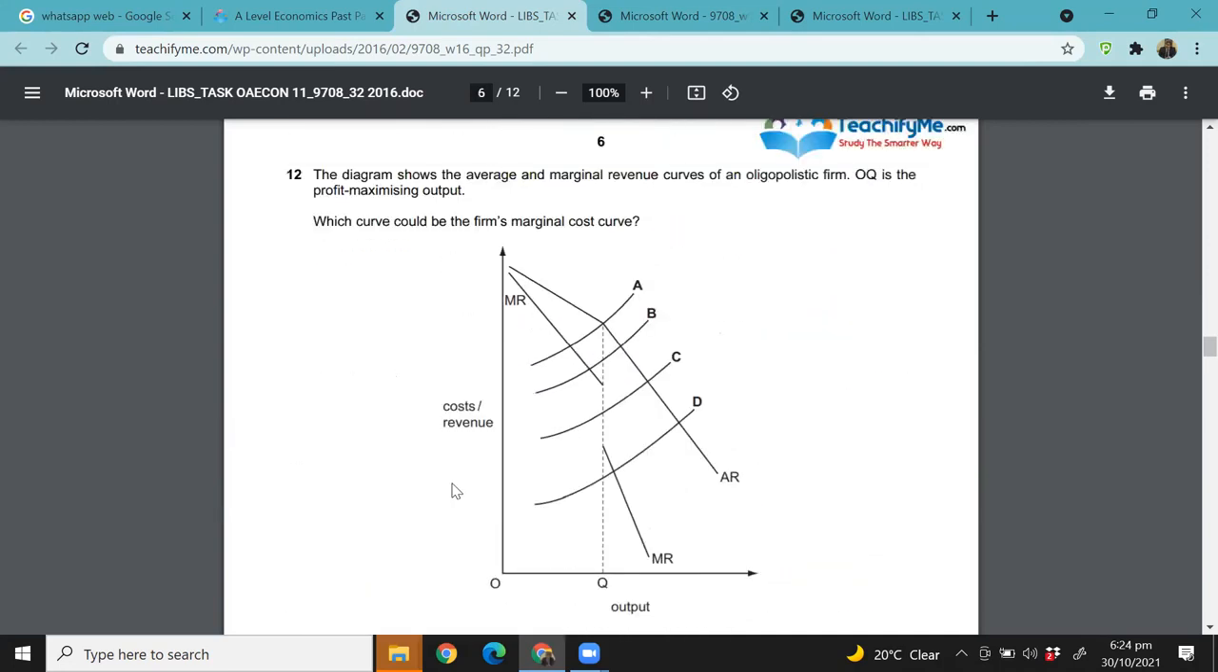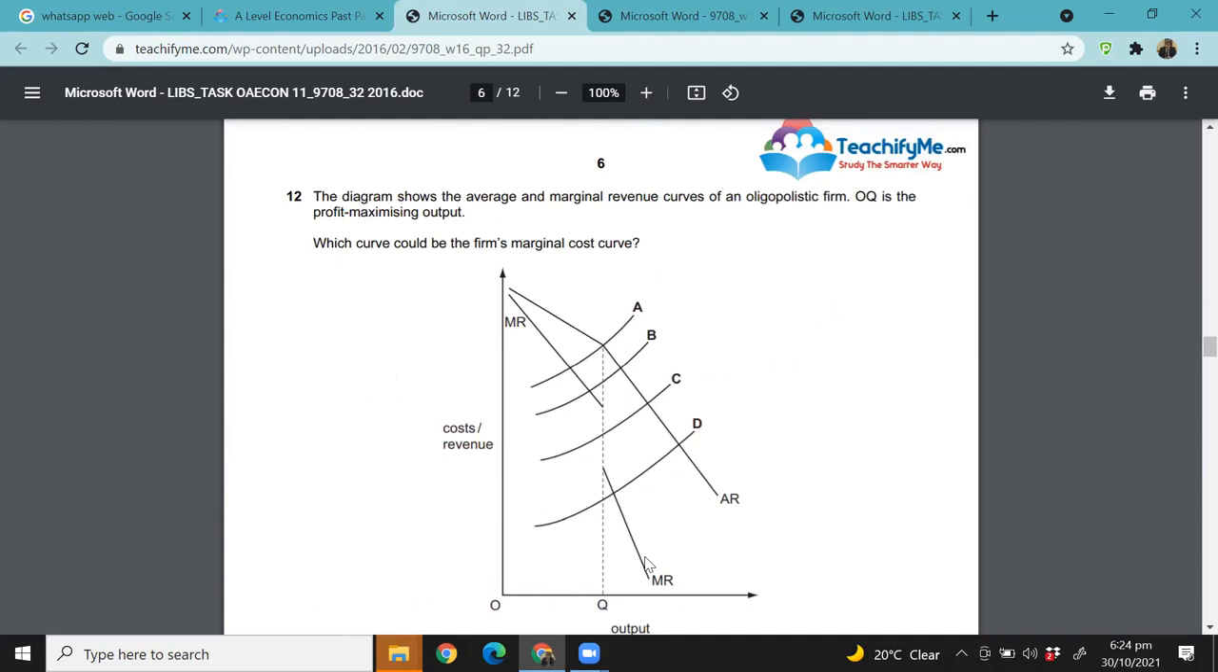Okay. The question says the diagram shows the average and marginal revenue curves of an oligopolistic firm. OQ is the profit maximization quantity. Which curve could be the firm's marginal cost curve?